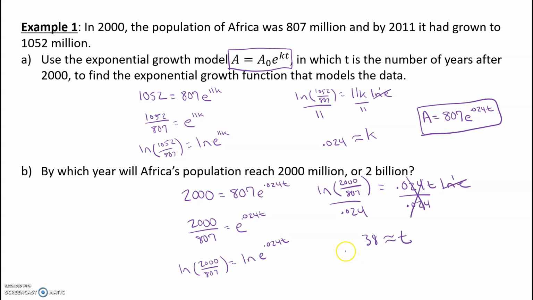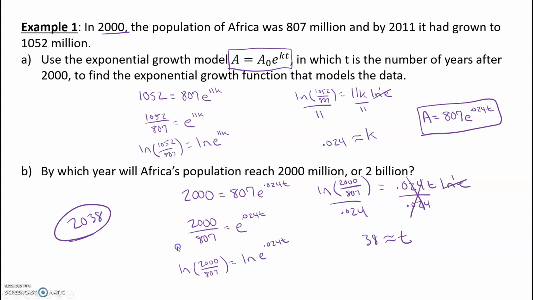Now, we do want to read the question. It says by which year? It doesn't say how many years. It says by which year. So remember, this is 38 years after 2000. So year 2038 is actually our answer.